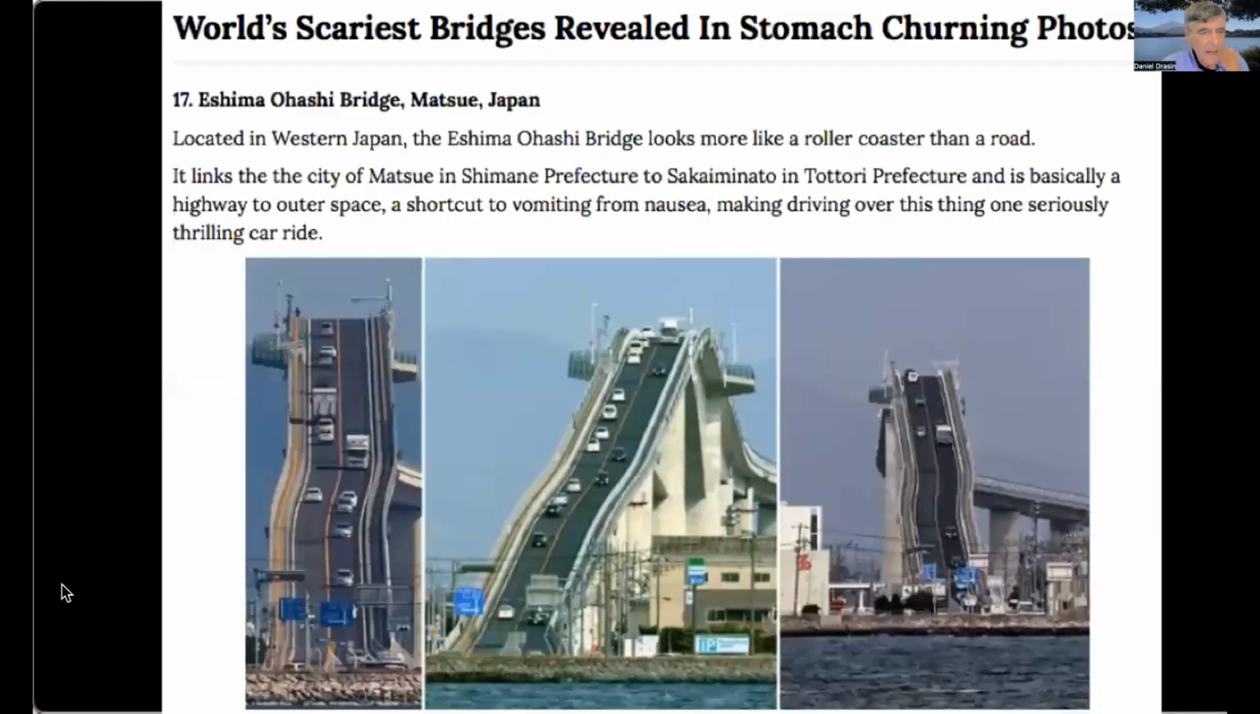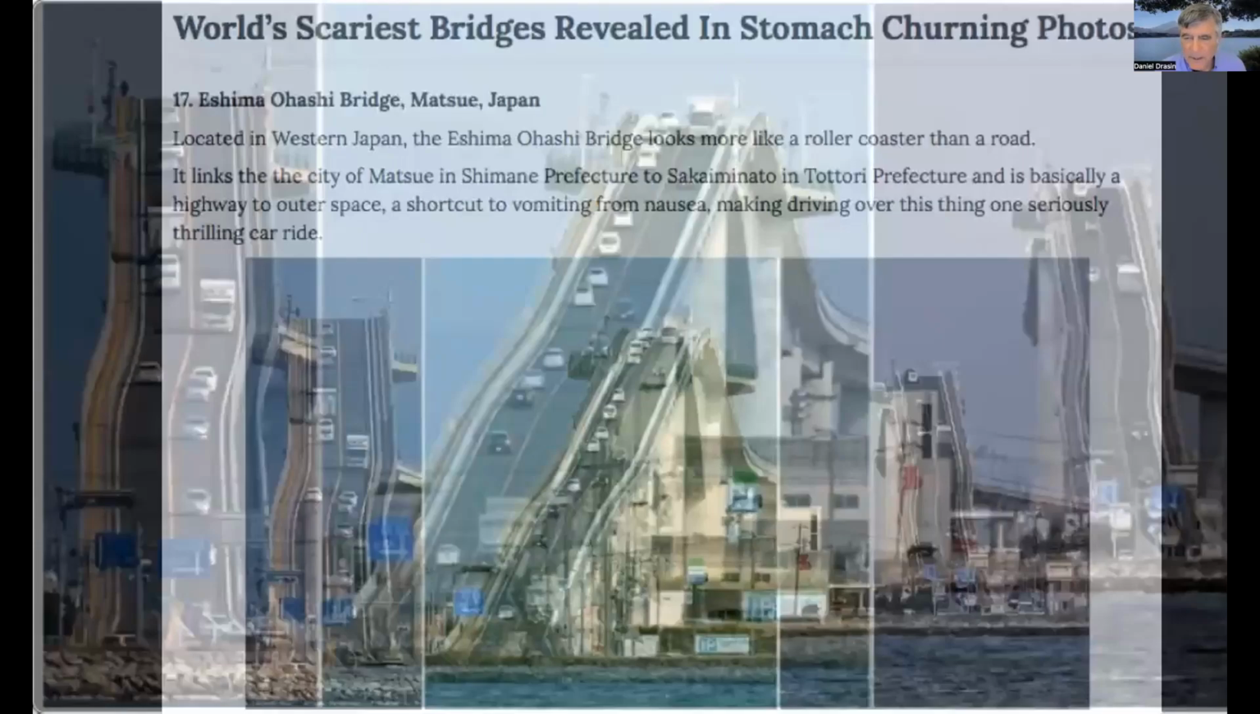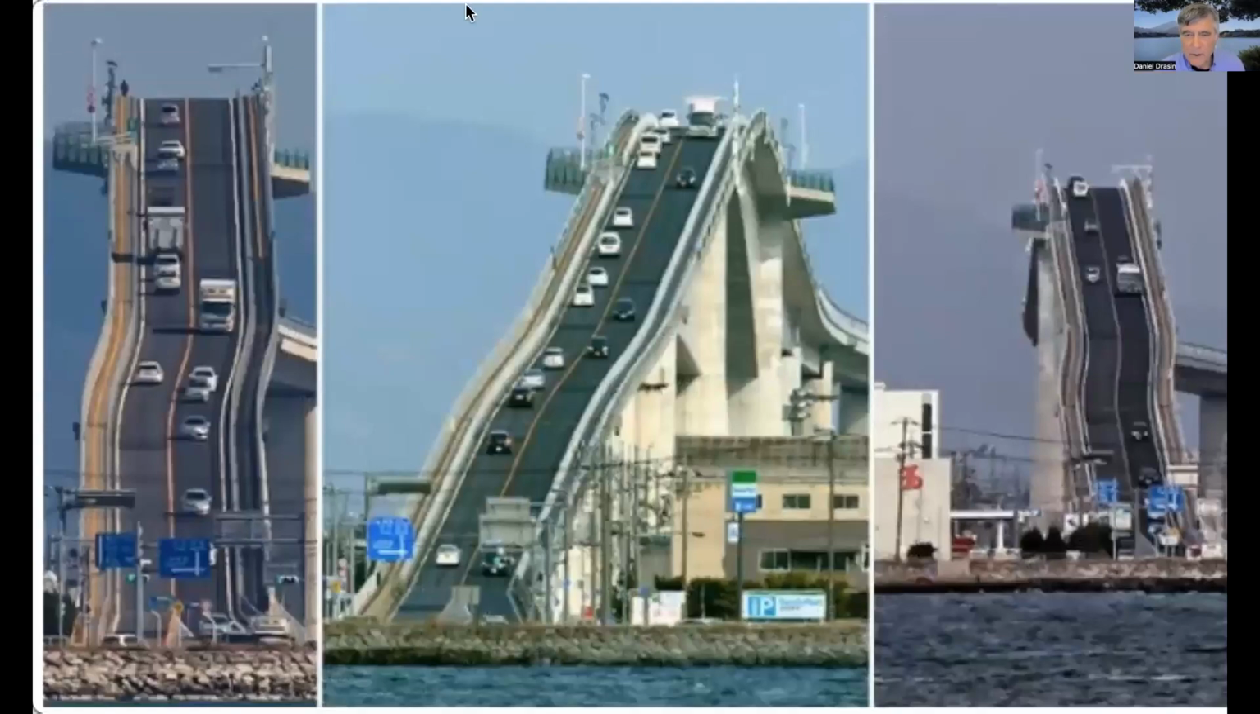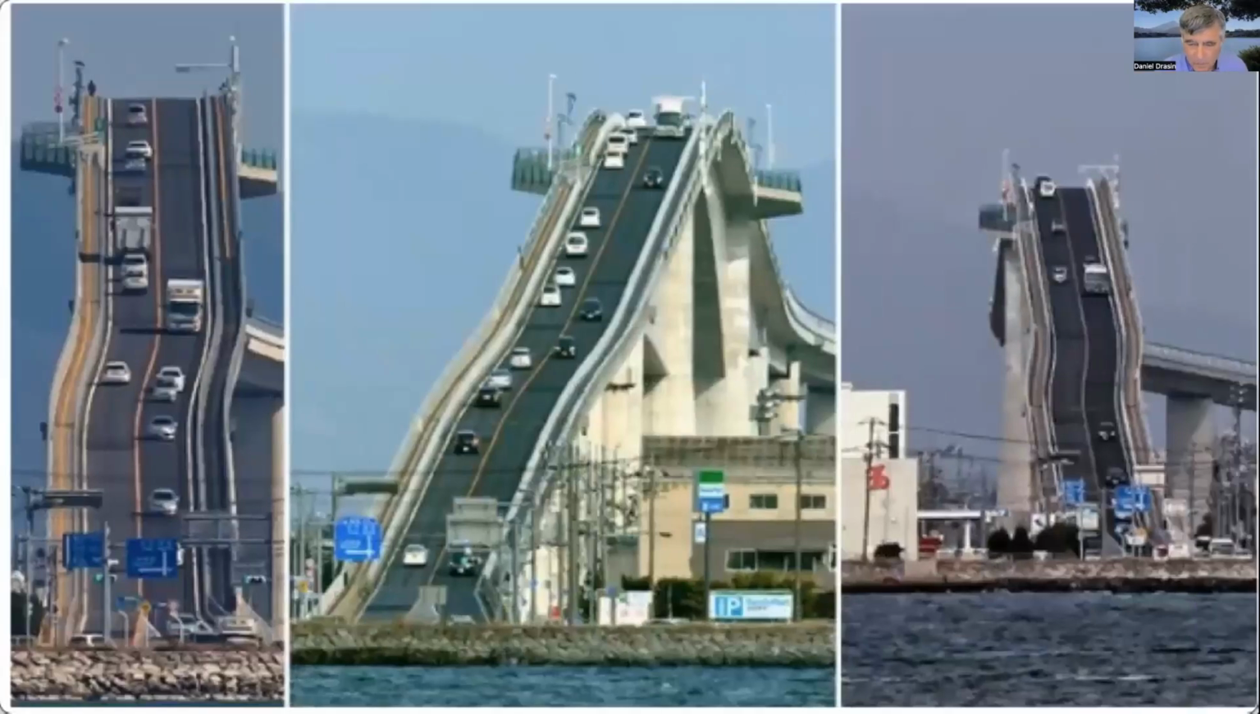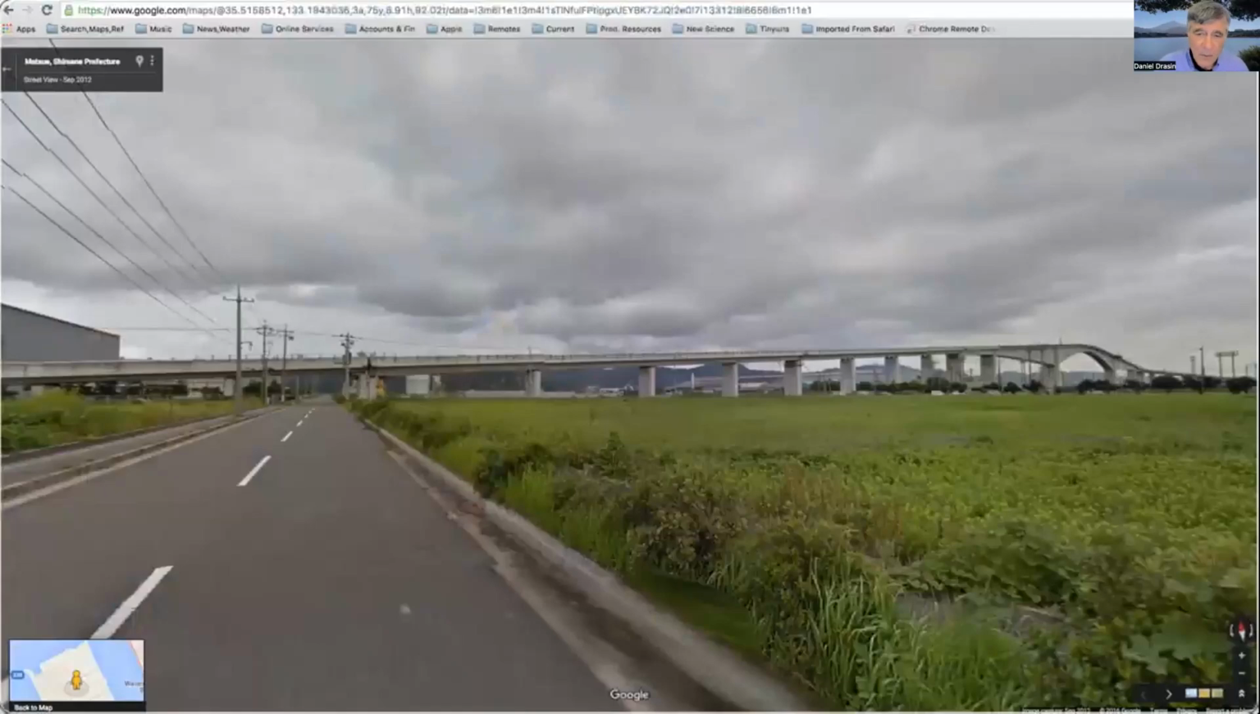This is the Eshima Ohashi Bridge in Japan. It's called one of the world's scariest bridges, here revealed in stomach-churning photos. And as you can see, this bridge looks truly terrifying. But is that what it really looks like? Well, this is what it looks like when photographed from a certain angle with a telephoto lens. And this is what it actually looks like, as seen on Google Street View. So when we see these things online, I think we need to be at least a little bit skeptical.